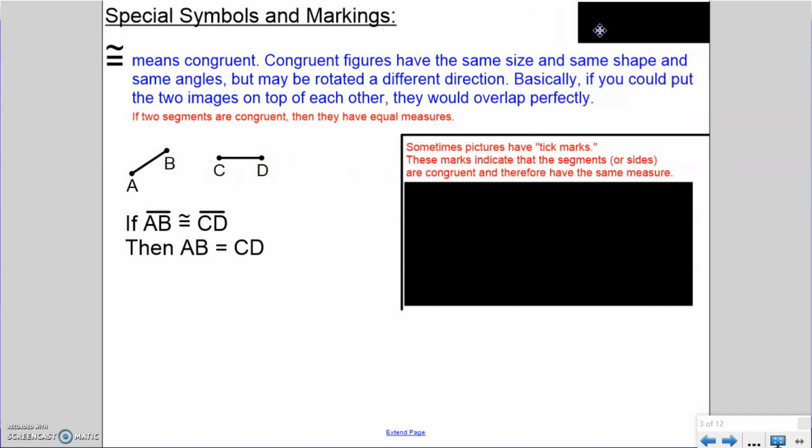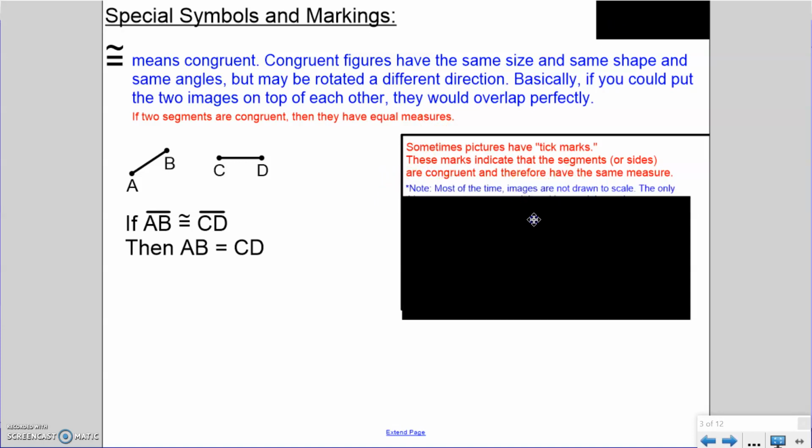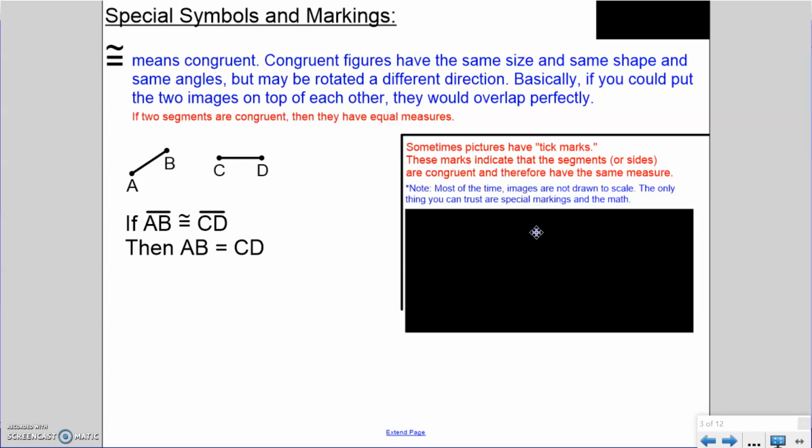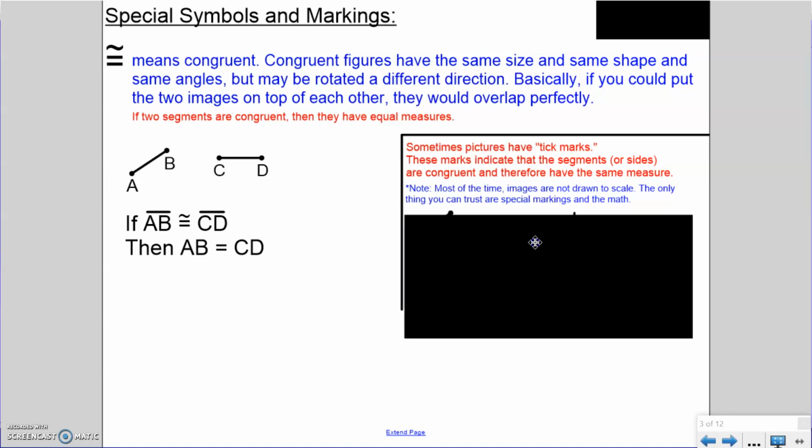Now sometimes pictures have tick marks. These marks indicate that the segments or sides are congruent and therefore have the same measure. So one more thing is most of the time images are not drawn to scale. The only thing you can trust are the special markings and the math.